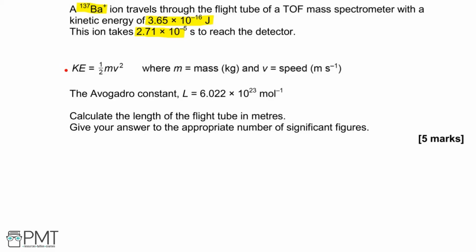The question also gives us the equation for kinetic energy, which is half mv squared, where m is the mass in kilograms. That's important to note, as the majority of equations in chemistry use mass in grams, not kilograms. And v is the speed measured in meters per second. It also gives us the value of the Avogadro constant, L, which is 6.022 times 10 to the 23 moles to the minus 1. We need to calculate the length of the flight tube in meters, giving our answer to the appropriate number of significant figures.